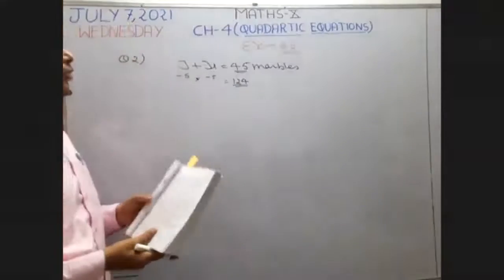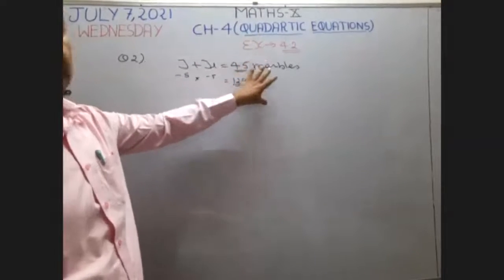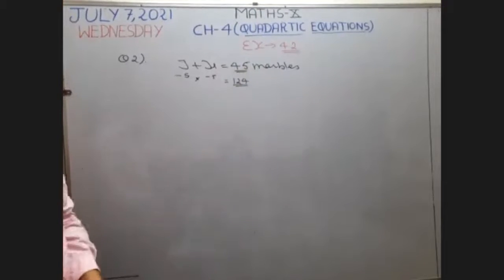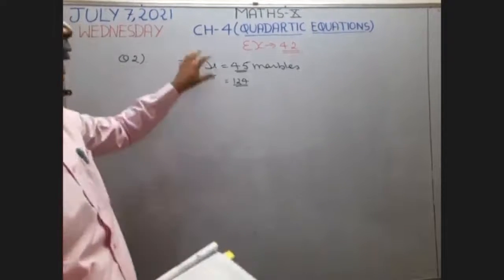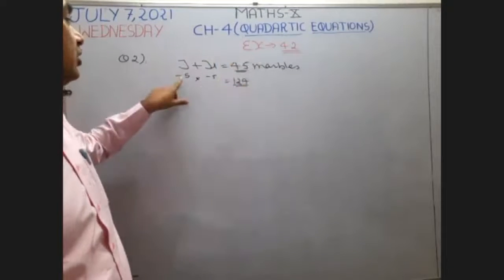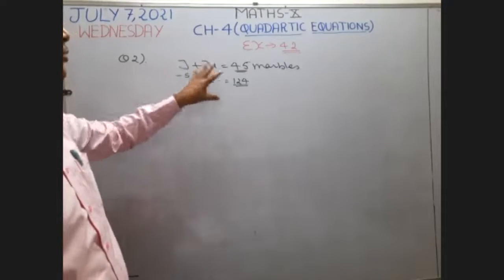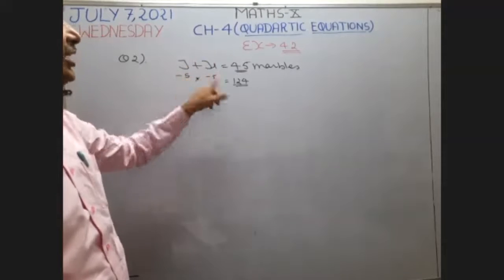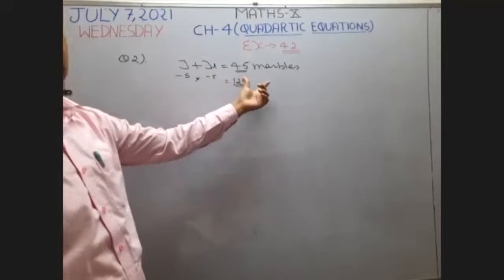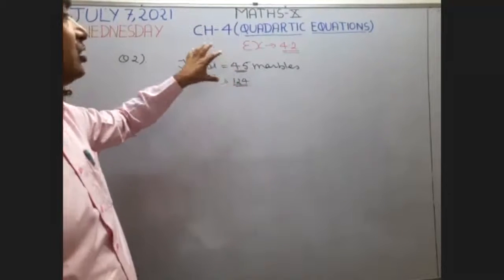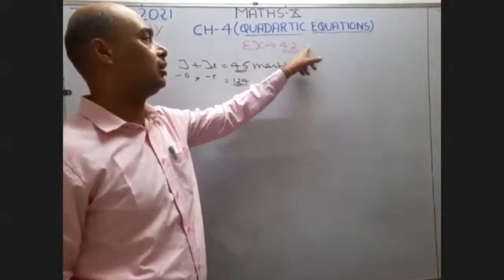Okay. First, I'm going to convert the given statement into the form of a quadratic equation. After that, I'm going to solve the quadratic equation. Okay, beta. Now check the question again. What is given? John and Jivanti have 45 marbles. After losing 5 marbles each, the product of the remaining marbles is equal to 124. This is the statement of the question. I'm going to convert this statement into a quadratic equation, and after that I'm going to solve it.